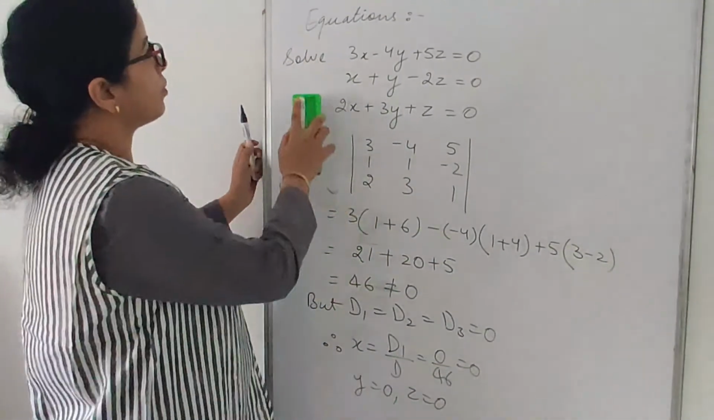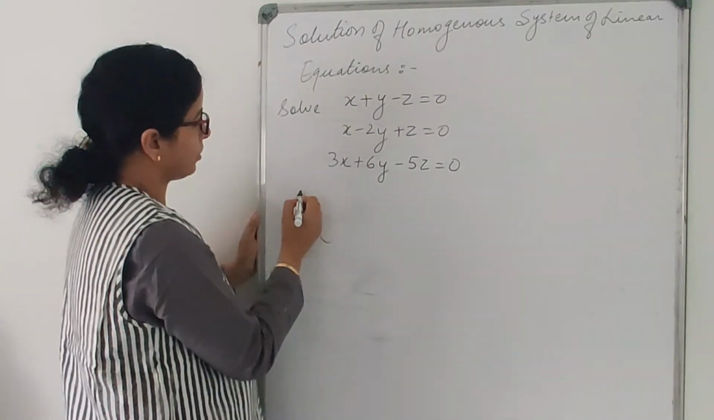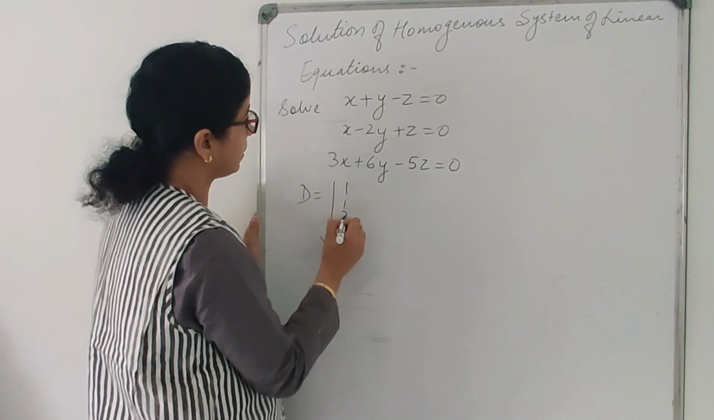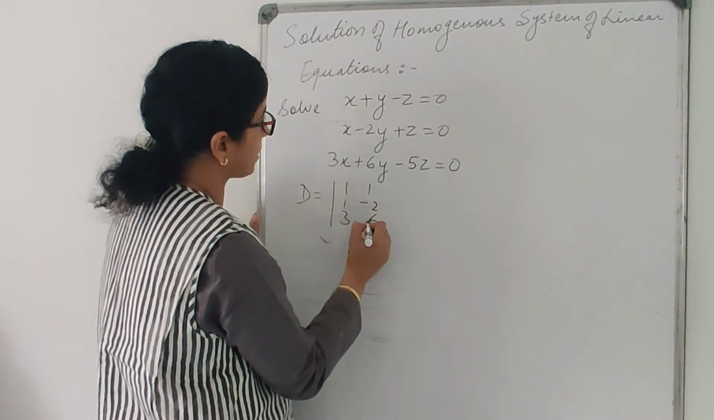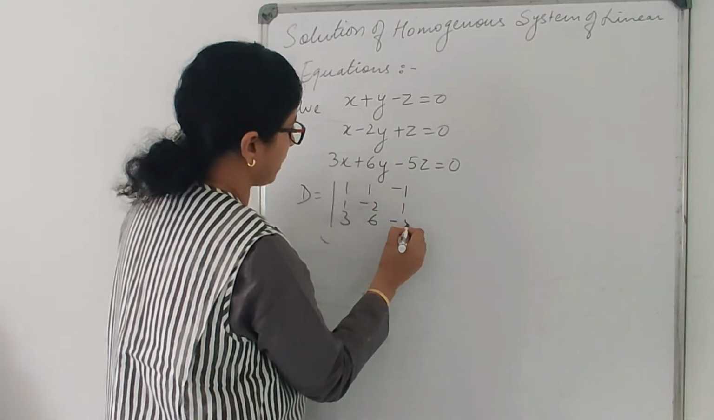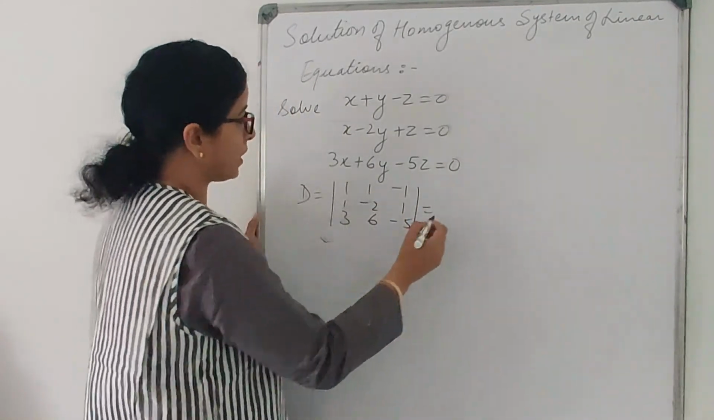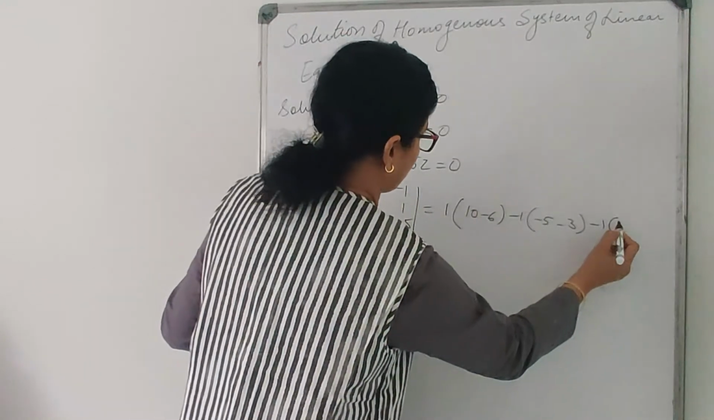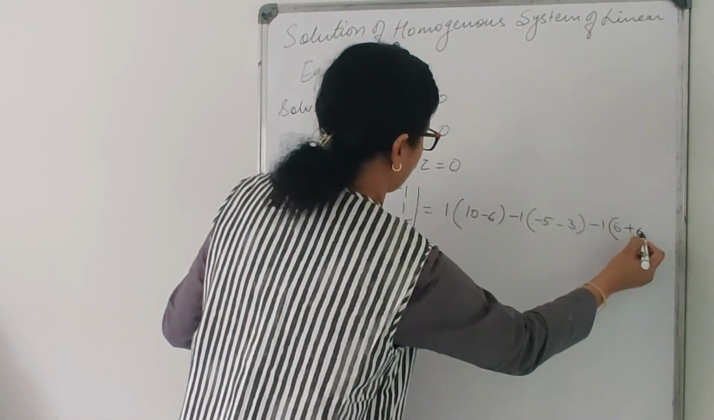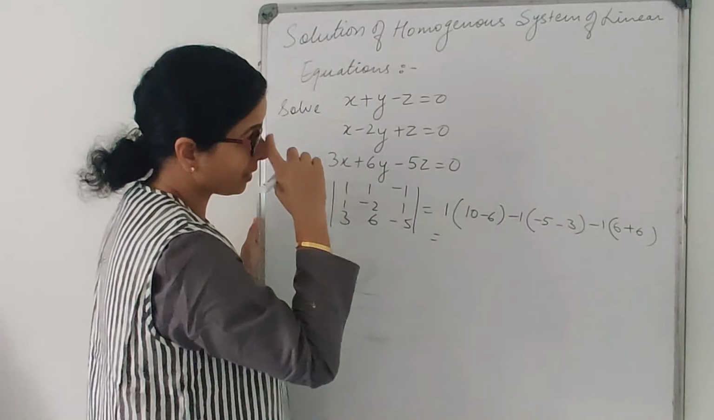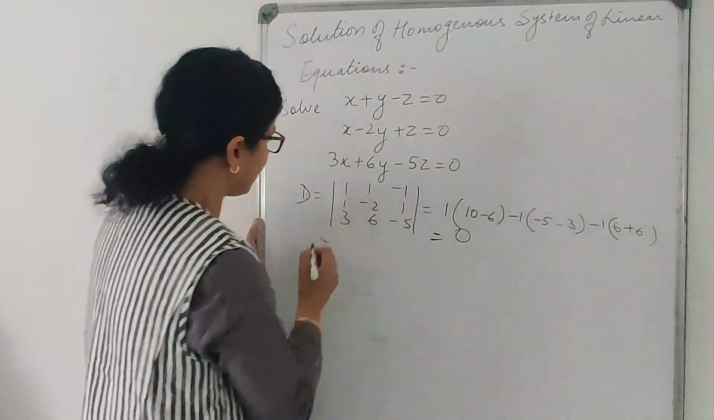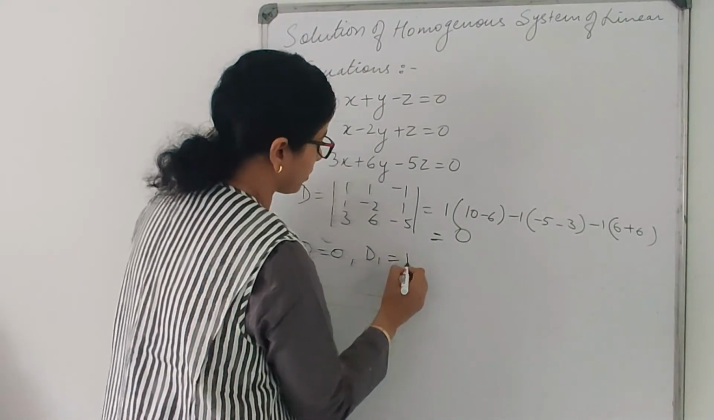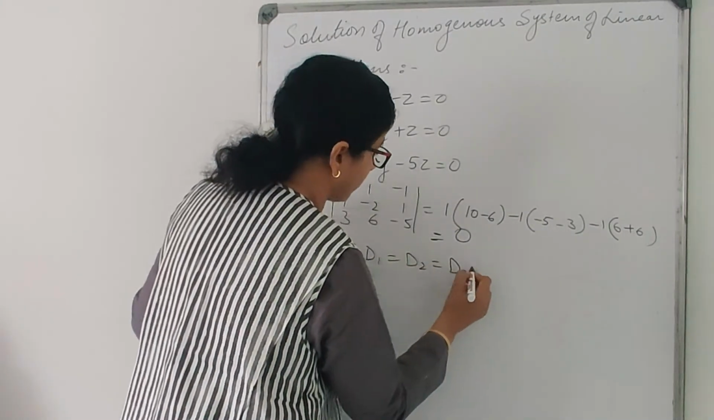Now let us consider one more example. Again in this we'll find the value of D. 1, 1, 3, 1, minus 2, 6, minus 1, 1, minus 5. So what is the value of D? Basically I am getting 0. So in this case my D is 0, and anyway D1, D2, D3 will be 0.